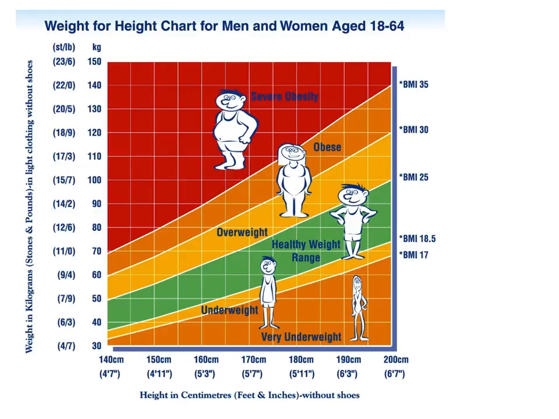BMI increases up the right-hand vertical axis from 17 or below in orange up until the healthy weight range between 18.5 and 25 in green, and so on. This is a graphical way of working out your BMI without having to do the calculation.